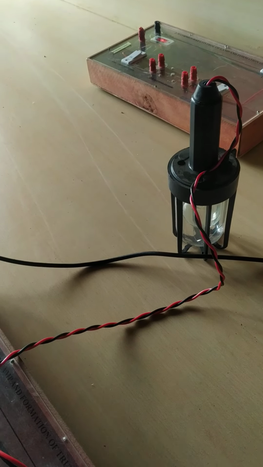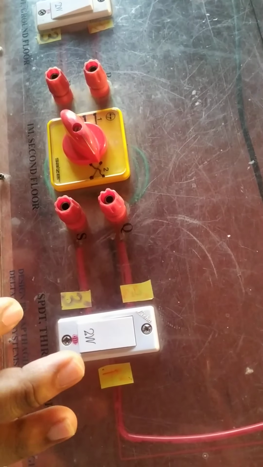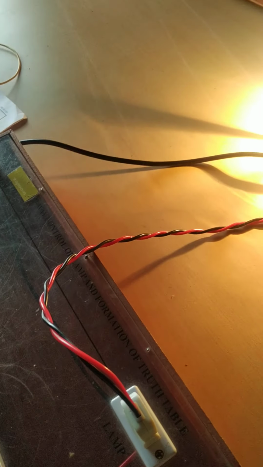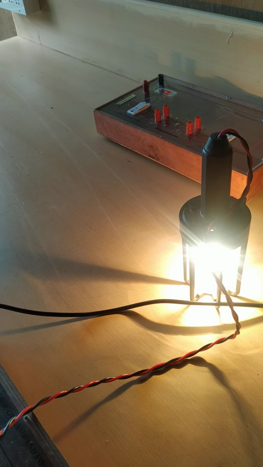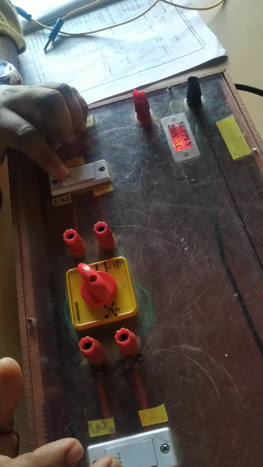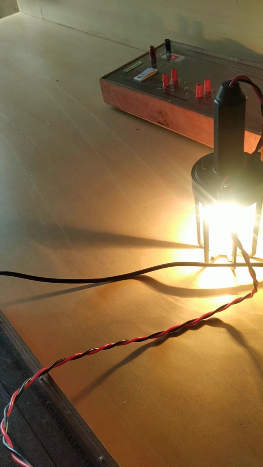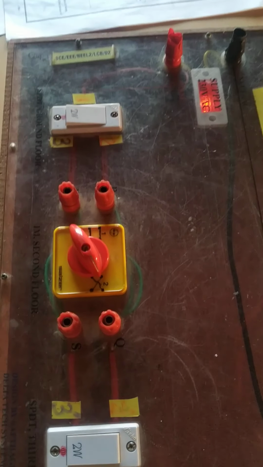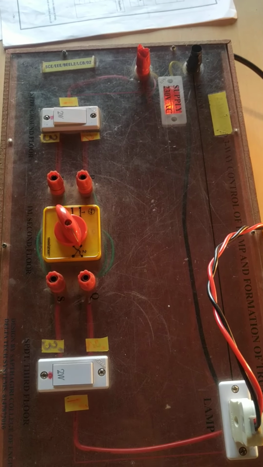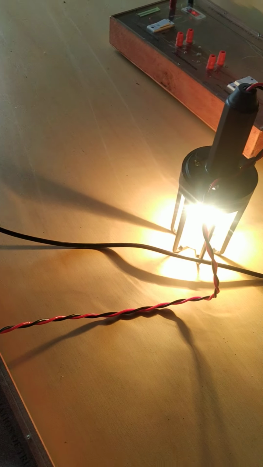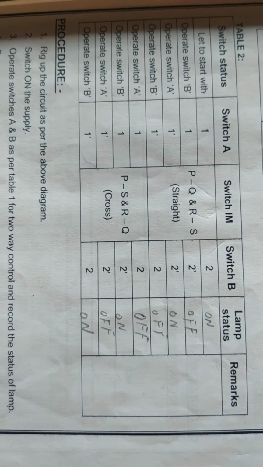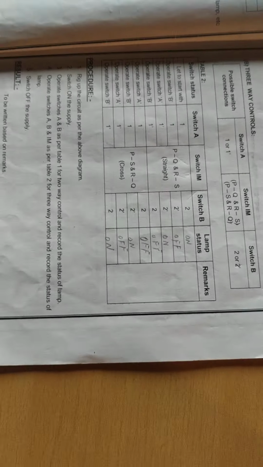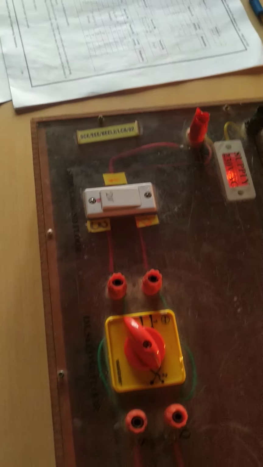So if I place this switch to 2 terminal, the lamp will automatically turn on because it is a cross connection. Now I'll place switch A to 1 terminal, the lamp turns off. Switch B to 2 dash terminal, the lamp turns on. So this is how you need to verify 2-way and 3-way control of a lamp using the truth table. Okay. Thank you. So in the remarks you need to write: 2-way and 3-way control of the lamp has been verified using truth table.